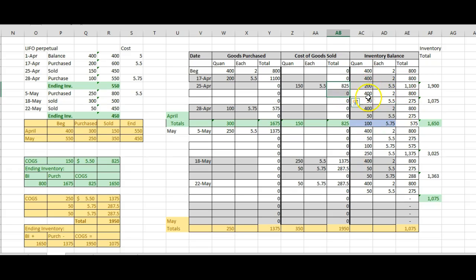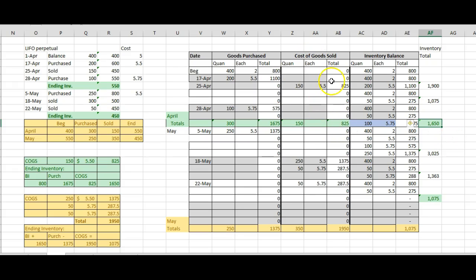So now I've got to create a new layer here, though. So my 400 is good, right? 400 at 2. I took 150 out of this one, so I have 50 left. That gives us an inventory of 1,075. So we keep going, and what do we do next? Oh, we buy some more. So now I have to add to that layer. So I've got 400, and I've got the 50, and now I add the 100 at 575, and I have an ending inventory in April of $1,650.